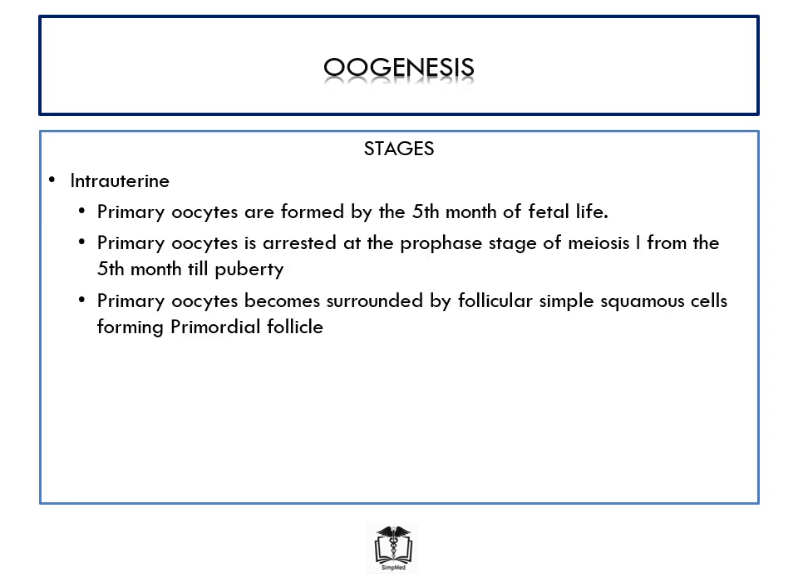While the fetus is still within the uterus, the primary oocyte undergoes meiosis, and this begins to occur around the fifth month of fetal life. They undergo meiosis 1 and they get arrested at the prophase stage of meiosis 1. And this arrest occurs around the fifth month of fetal life up until puberty.